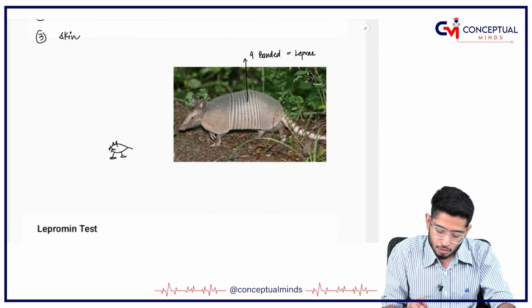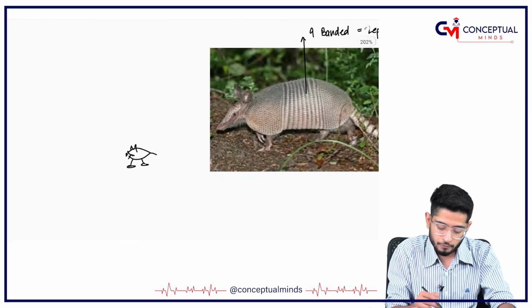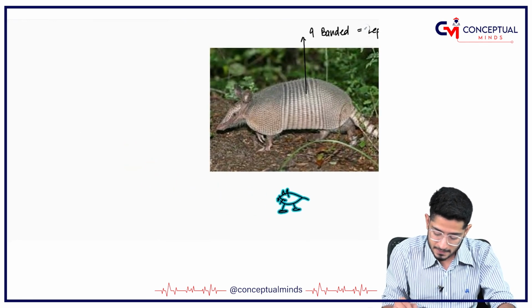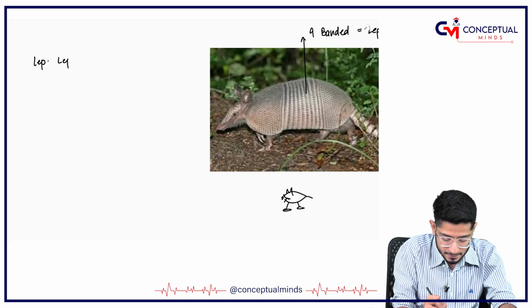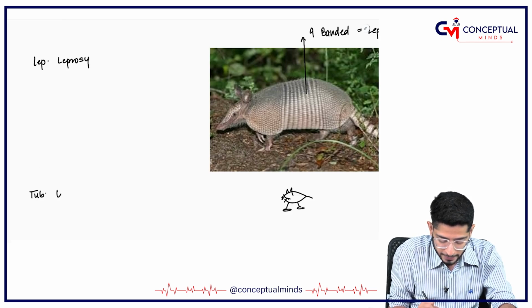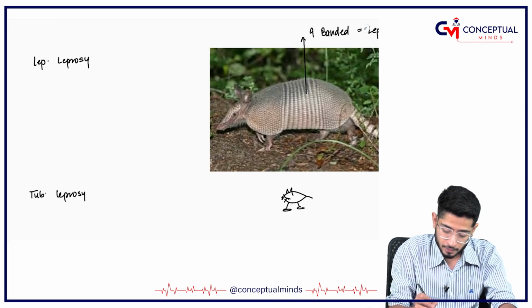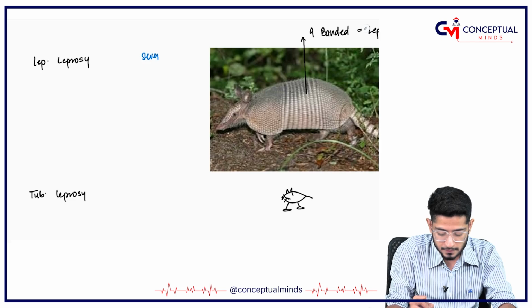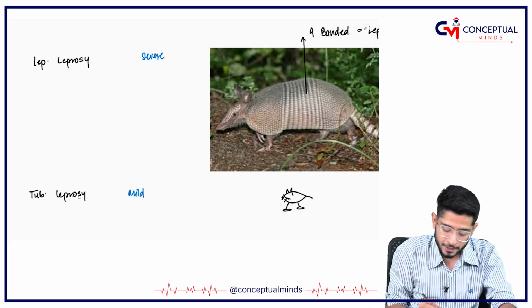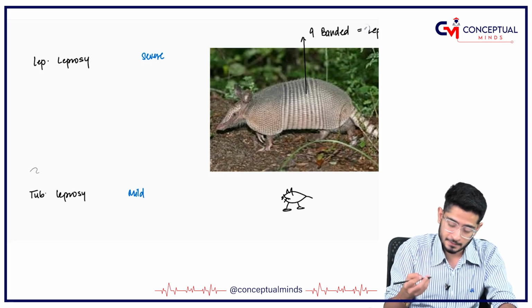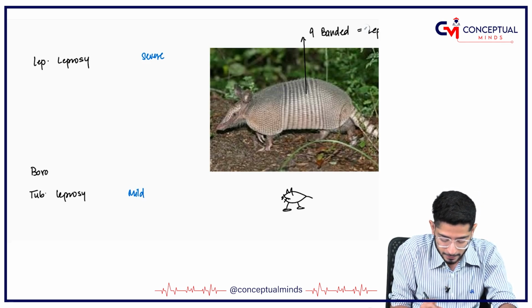So we divided them into 5 categories on this basis. One is lepromatous leprosy, then tuberculoid leprosy. Lepromatous leprosy is the most severe one and tuberculoid is the mildest one. So how do we divide? Tuberculoid leprosy and then you have borderline tuberculoid leprosy.